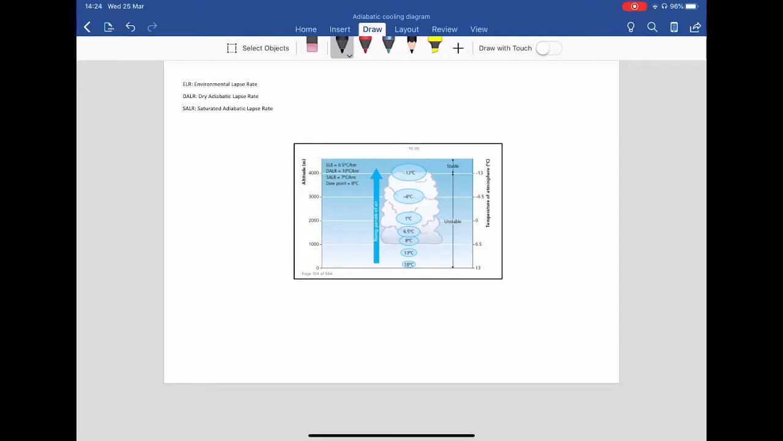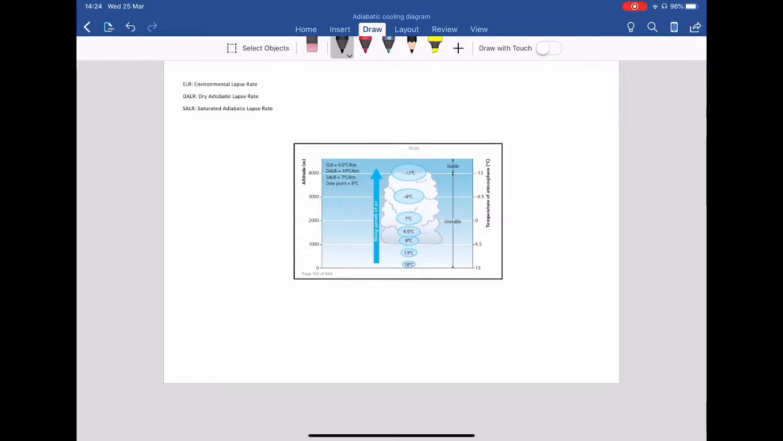A few things we need to cover to start off with, because they're important for understanding this, is first of all that we have these terms: ELR, or environmental lapse rate, DALR, dry adiabatic lapse rate, and SALR, which is saturated adiabatic lapse rate, and we need to understand what these mean. So the environmental lapse rate is the amount the atmosphere cools as you go up through it.